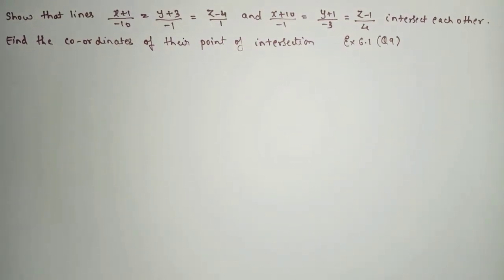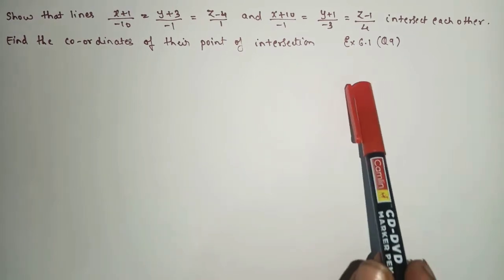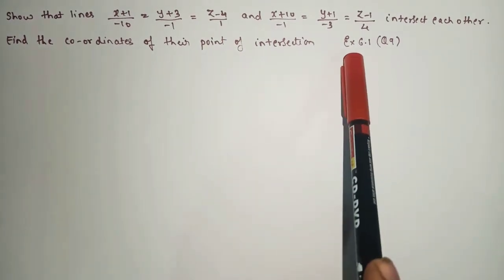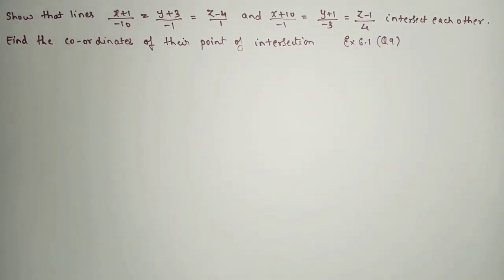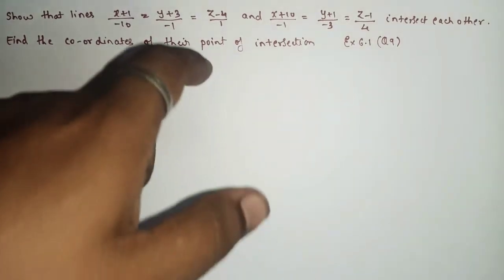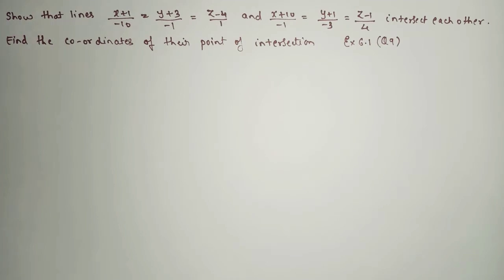Hello students. Now in this lecture we're going to do one sum which is there in exercise number 6.1, that is question number 9, which is a very important sum where you have to find the coordinates of their point of intersection.